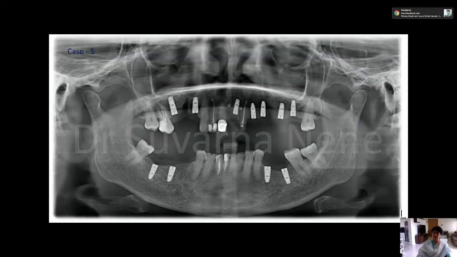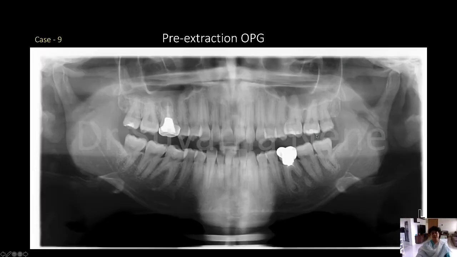And this is a post-operative image. You can see bilateral sinus dynamic graft has been done. All the implants are in place. And this is the implant with two tacks, one mesial and one distal. This is a very interesting case.